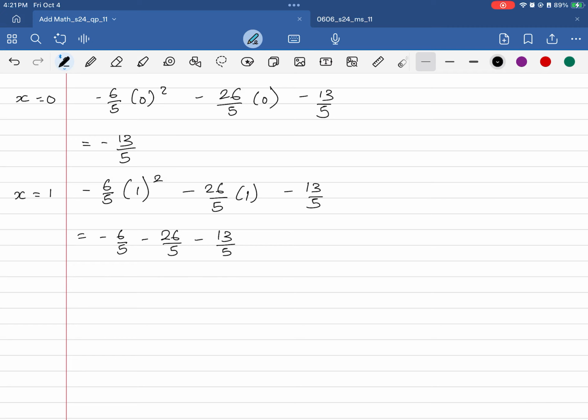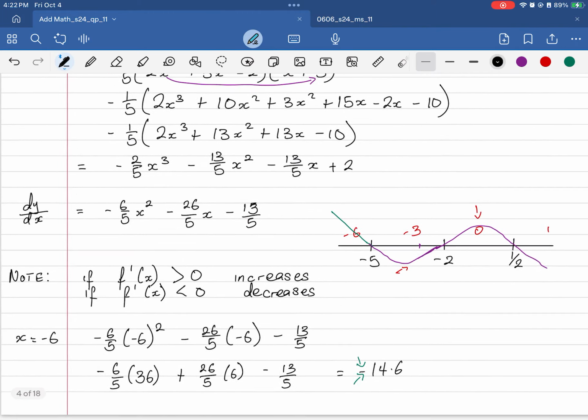Now 26 plus 6 is 32. 32 plus 13 is 45. So you are going to have minus 45/5, which is minus 9. So yes, it's negative, so it keeps on going down. So this is what your graph is going to look like.